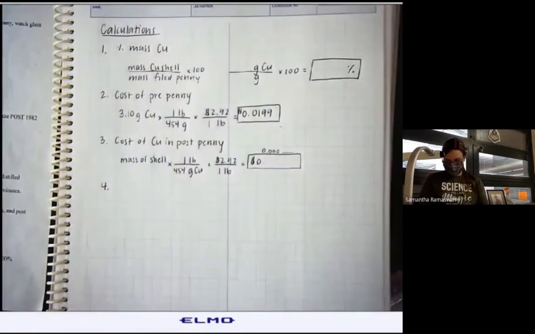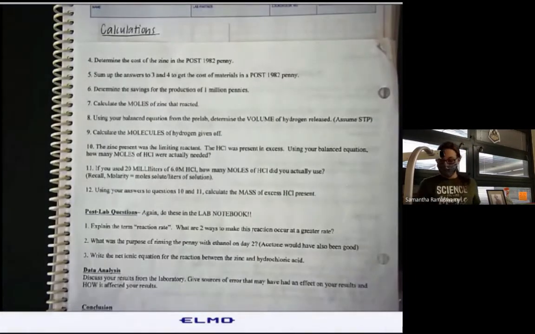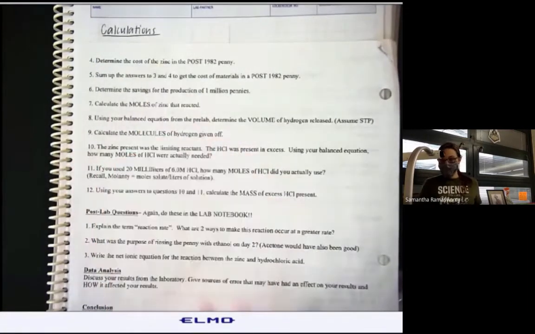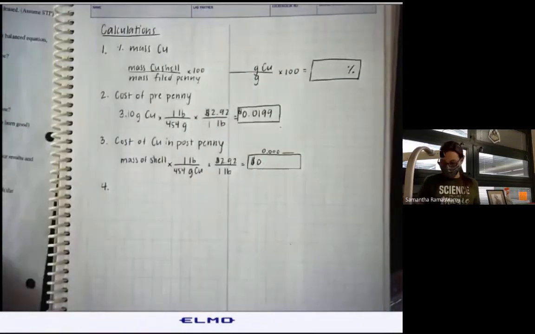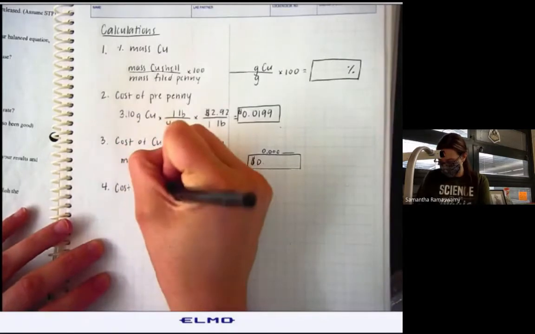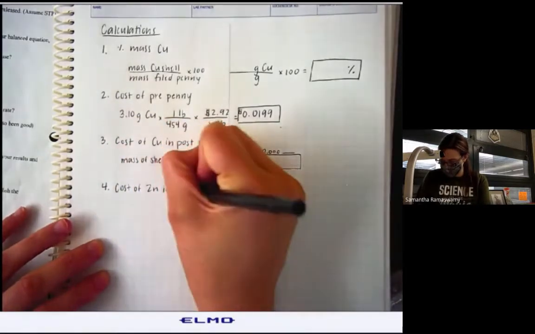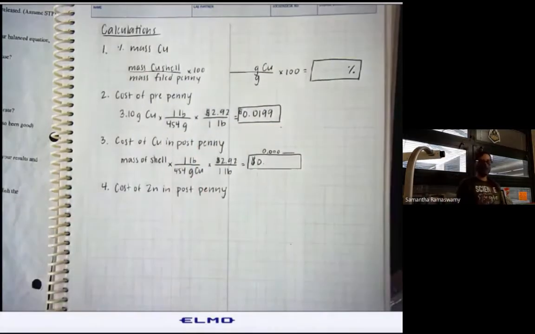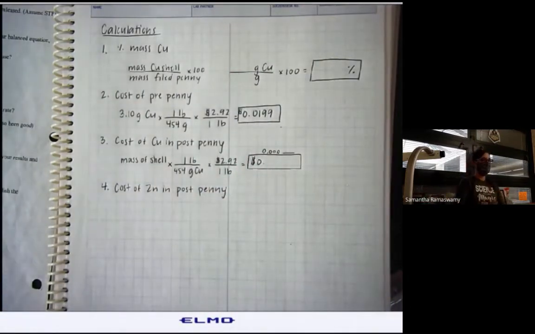Okay, so calculation number 4. Now we're flipping to the back of the lab handout. Calculation 4 says determine the cost of the zinc in the post-1982 penny. So I'm going to label this "cost of zinc in post penny." Remember, you're going to have plenty of space in this lab notebook, so you want to make sure that everything is spaced out, easy to find. Circle or box your answers. Just make it as easy as possible to find.